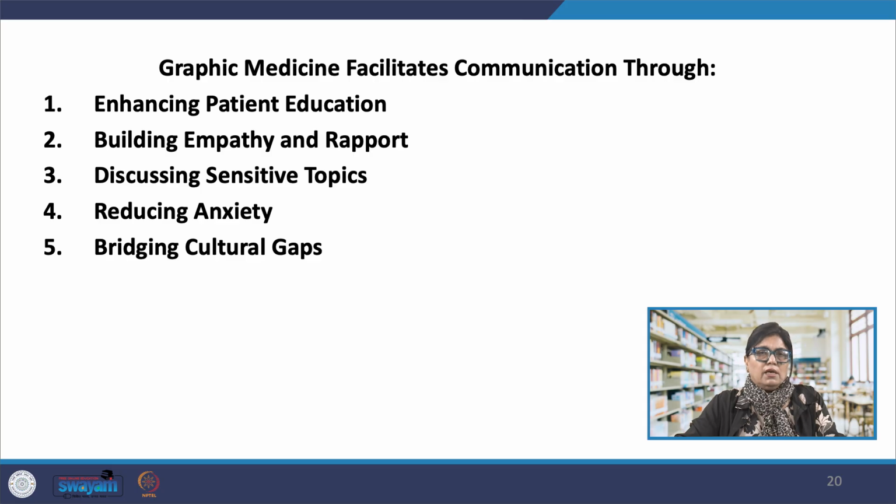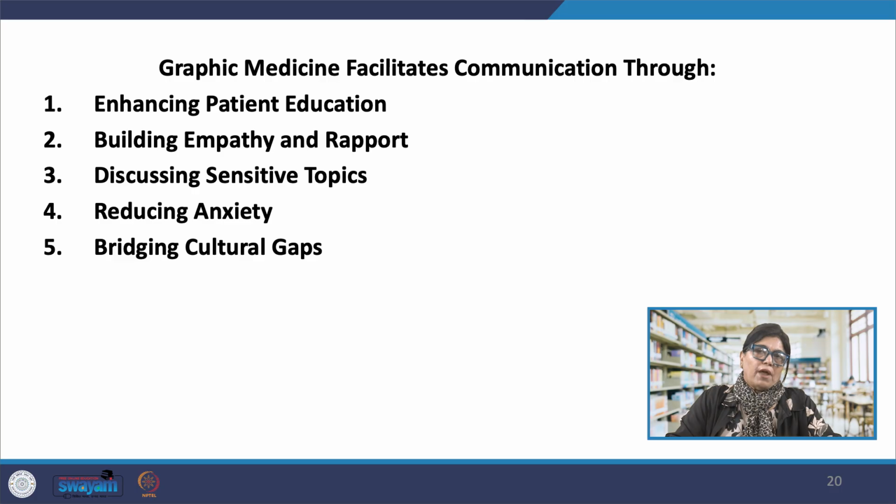Visual aids in comics improve informational recall from 20%, which I discussed earlier also, to roughly 50%. So, they are particularly effective for patients with low health literacy or language barriers. Building empathy and rapport: for healthcare professionals, reading and creating graphic memoirs and pathographies helps them understand the emotional weight of a patient's journey, fostering more compassionate care.